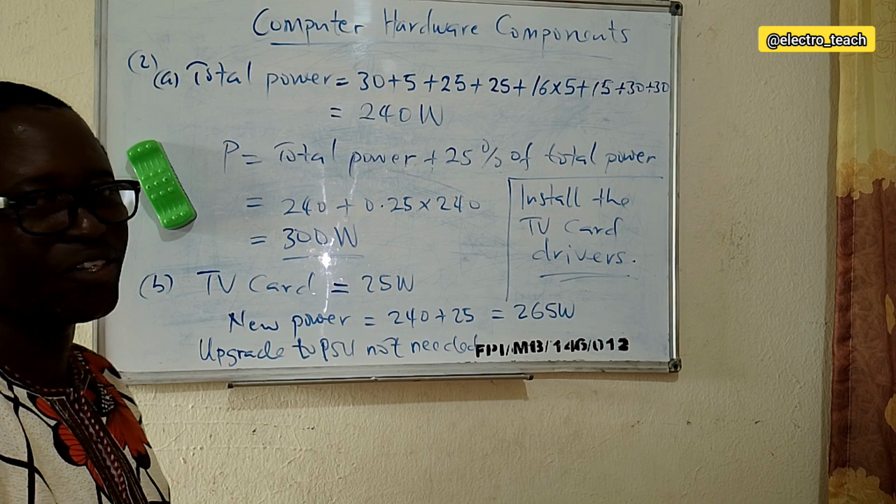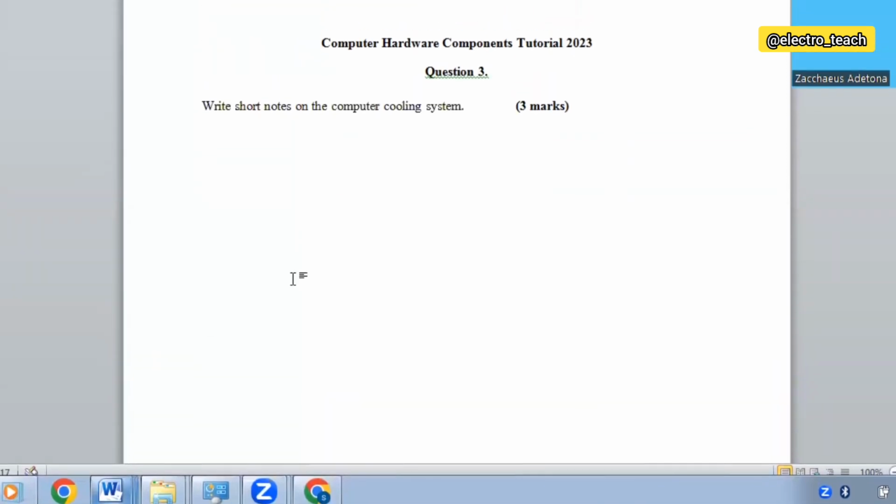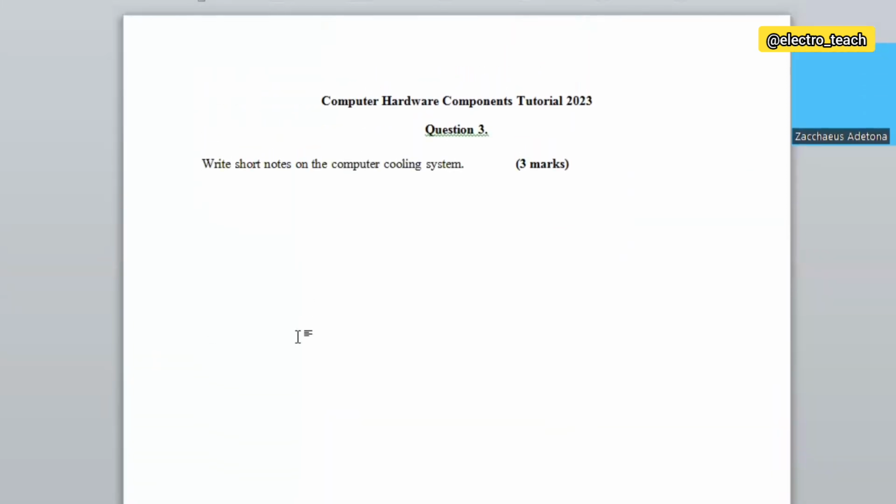So we'll move on to question 3. Question 3 is added as question C in the tutorial video, but it's supposed to be question 3. Question 3 is: write short notes on the computer cooling system. So there are many things that you can write here. There are many things, even though short.